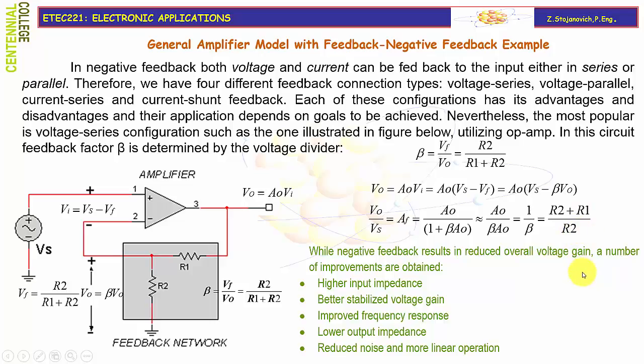While negative feedback results in reduced overall gain, and it's defined only by the ratio of those resistors, a number of improvements are obtained. Higher input impedance, for instance, better stabilized voltage gain, improved frequency response, lower output impedance, and reduced noise with more linear operation.